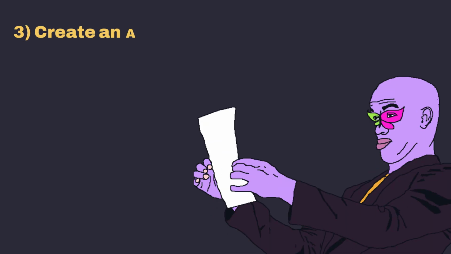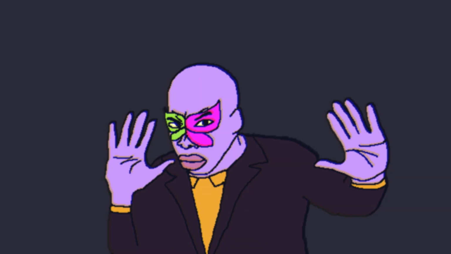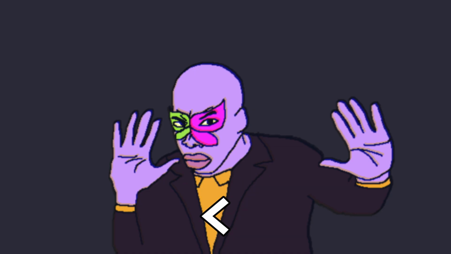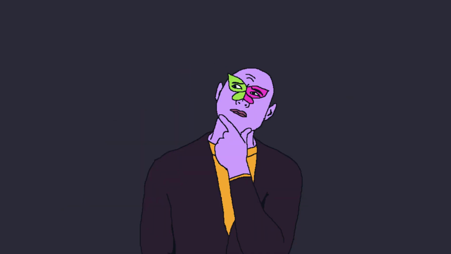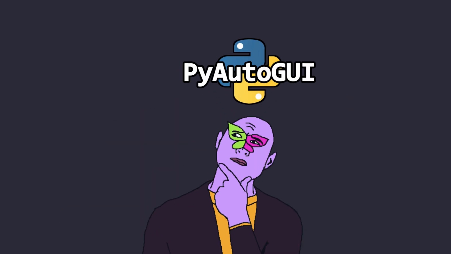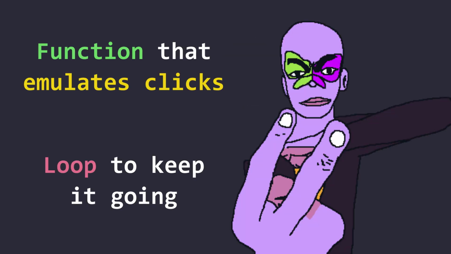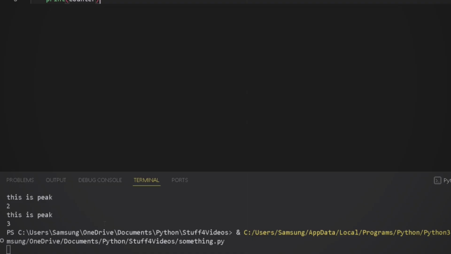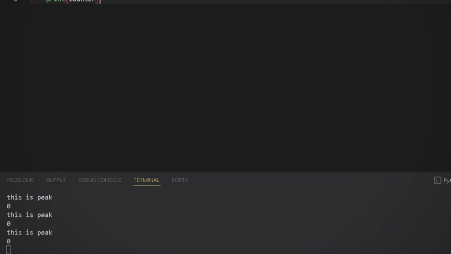Third one, an auto clicker. It may sound hard, but can be made in less than 10 lines of code. Hint, you'll need the PyAutoGUI package for this one. There's only two things needed for this exercise: a function that emulates clicks and a loop to keep it clicking. Remember your accidental infinite while loops? They're going to be useful now.